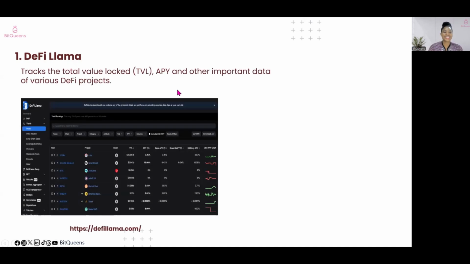So today we're going to be talking about DeFi Llama. Sounds funny, right? I thought so too when I saw it. So DeFi Llama is the biggest DeFi tool in the space as we speak.